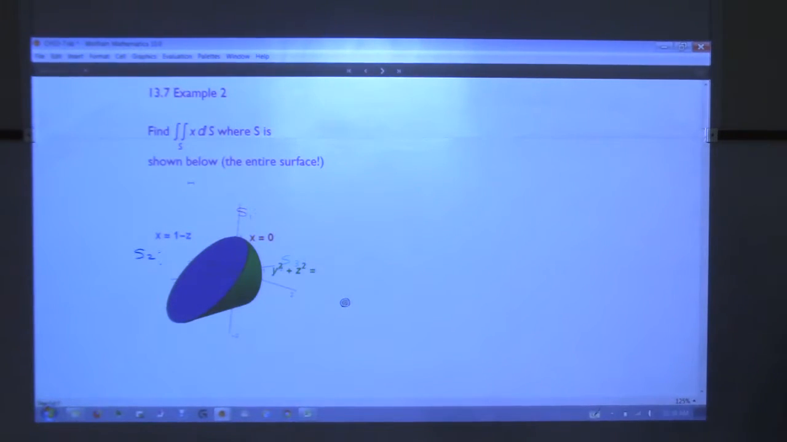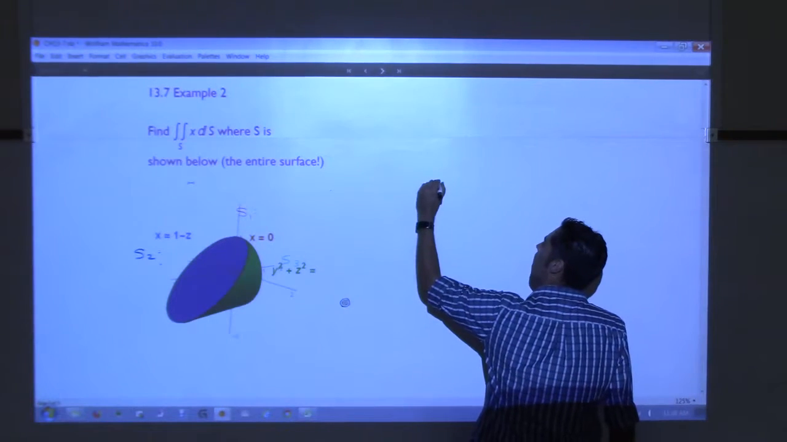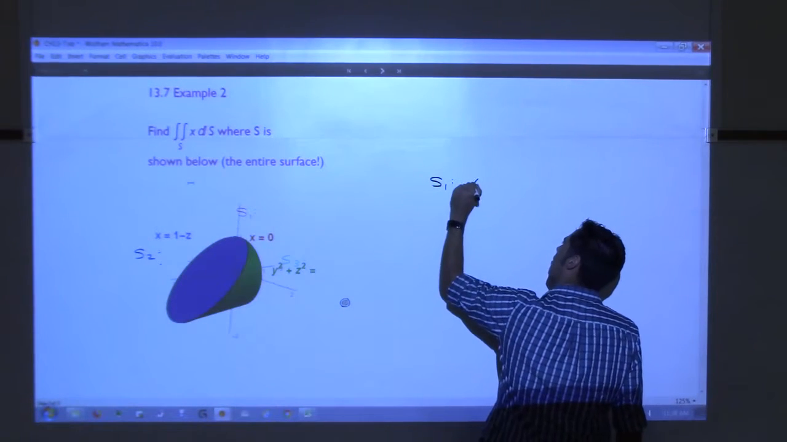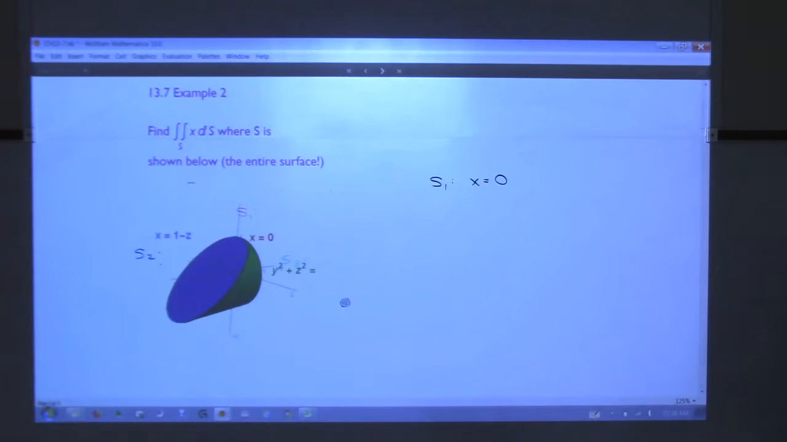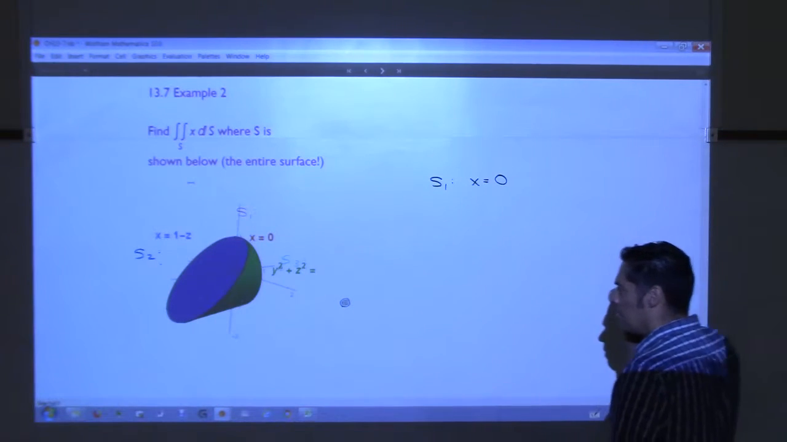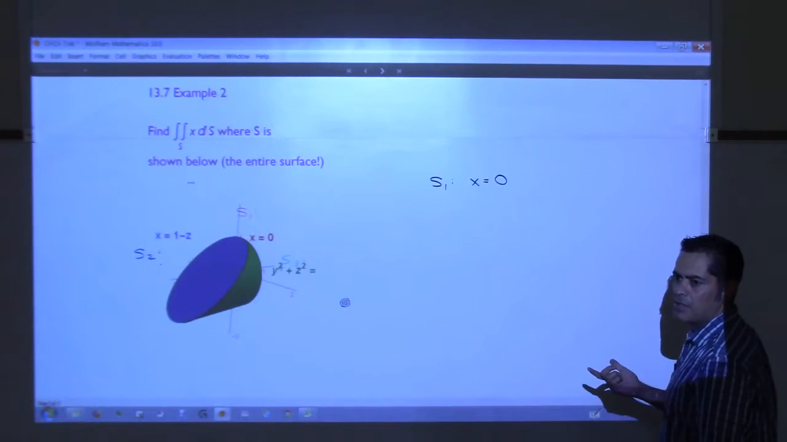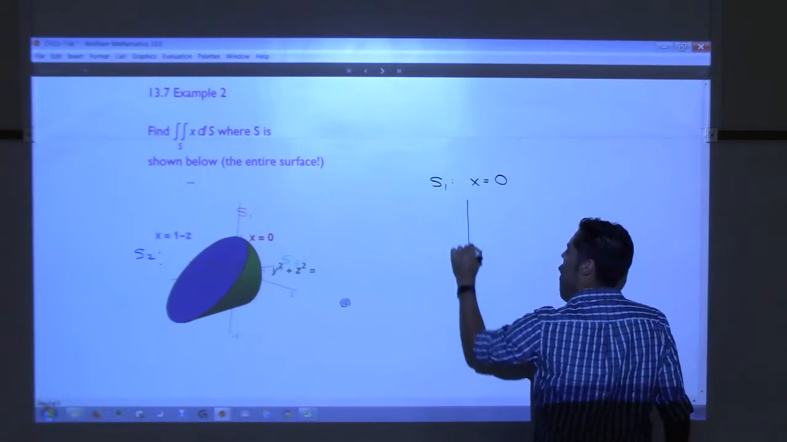You want to do S1? Okay. What can you tell me about S1? X is 0, yes. Anything else you can tell me about that? It's on the YZ plane. It's a circle, right? Okay, it's a circle. It looks like this.